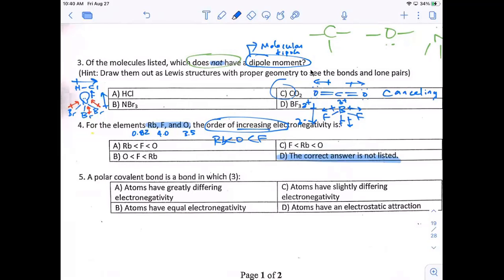All right, let's go to the next one. What's the definition of a polar covalent bond?